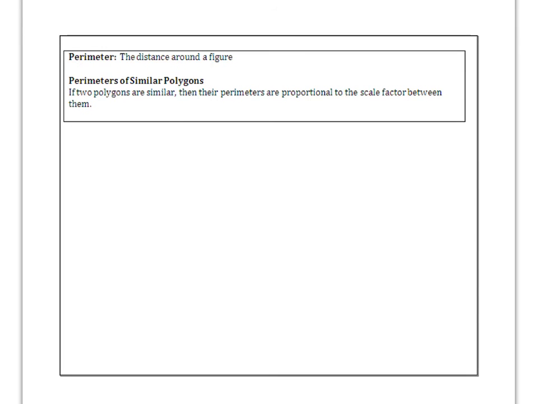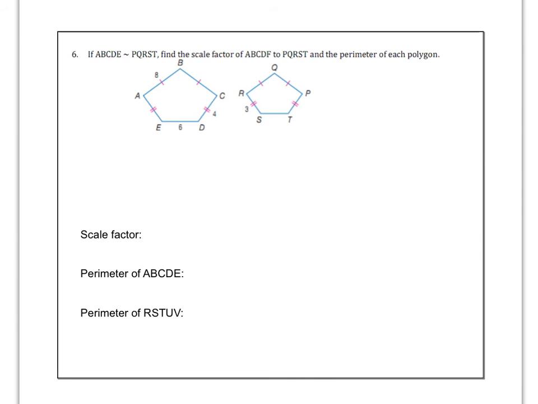Perimeter. Remember, a perimeter is the distance around a figure, around the outside of a shape. So if you have two similar polygons, then their perimeters are also going to have that same scale factor between them. Let's do an example.